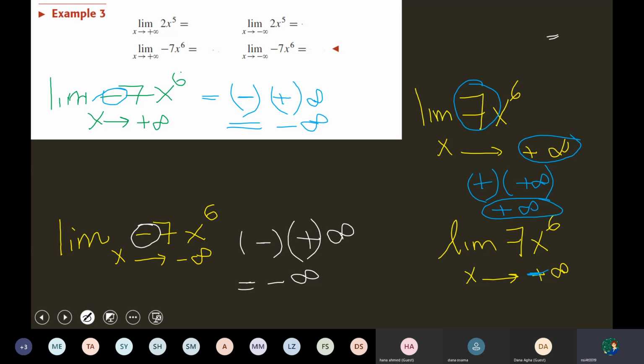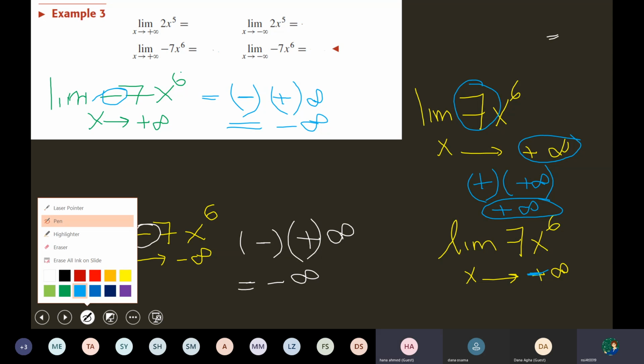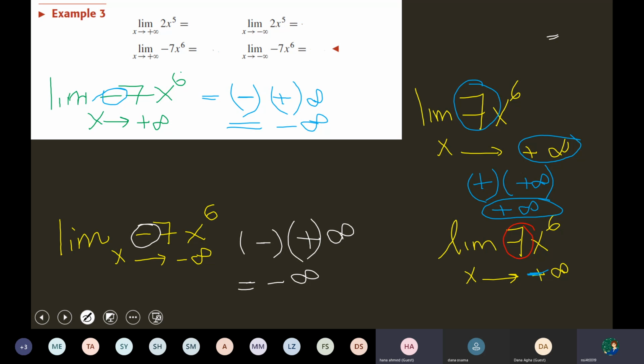The last one now. Who wants to help me solve it? Yes, Hannah. If I have now, what is the sign of 7? Positive. Thank you. And if you have negative infinity raised to the power 6, what will the sign be? Positive. Thank you. Positive times positive is positive infinity.